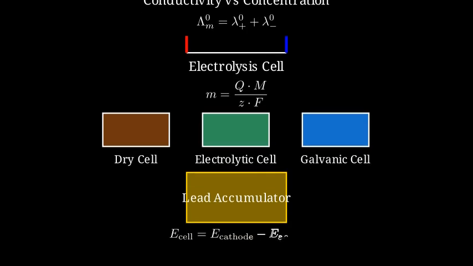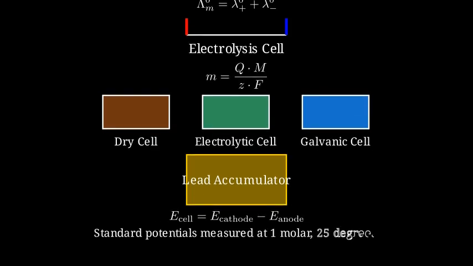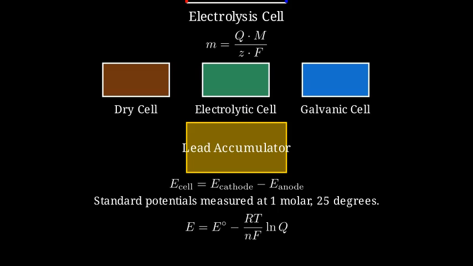Each discharge releases chemical energy as electrical energy. EMF, or electromotive force, equals the potential difference between electrodes when no current flows. Standard electrode potentials give us a reference for half reactions at 1 molar and 25 degrees. The Nernst equation adjusts the cell EMF for non-standard conditions. It reads E equals E degree minus RT over nF times the natural log of reaction quotient Q.